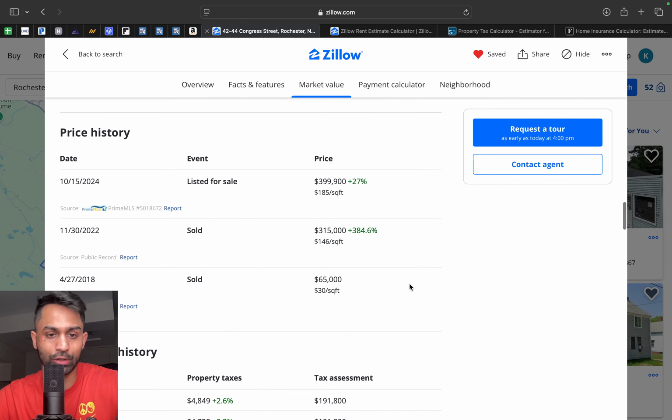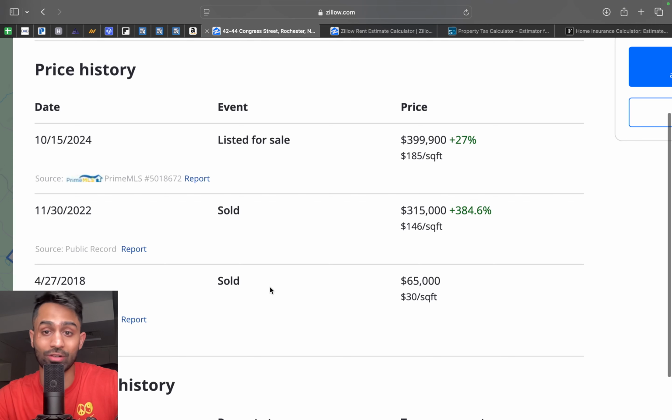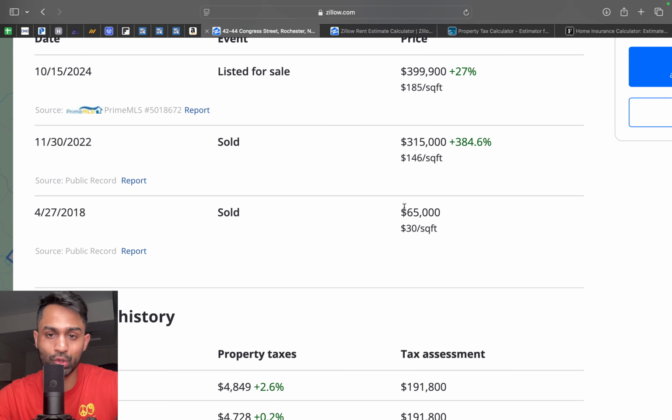And then if you come down a little bit, it'll tell you the transactions in the past. So 2018, it was sold for $65,000. So that was about 6 years ago. And as we know, property prices have appreciated quite a bit in the last 6 years, especially after COVID, when rates were dropped down to 0% in 2019, 2020 because of the pandemic. Property prices just have gone crazy.